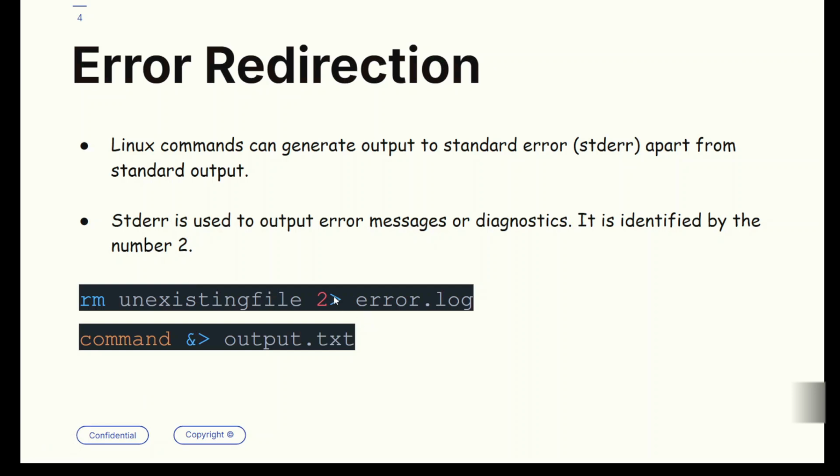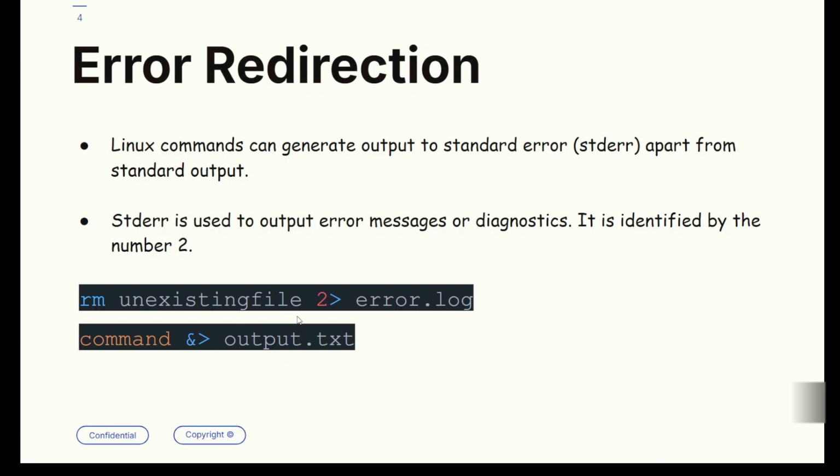Usually when we use the greater than sign, it is standard output. But if you want standard error, in that case we use 2 and then the greater than sign. That means if we are running this command and something goes wrong, then whatever error comes, send that error to some file. We can give any name here.